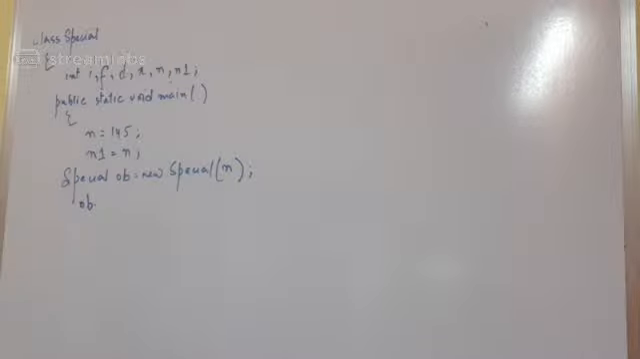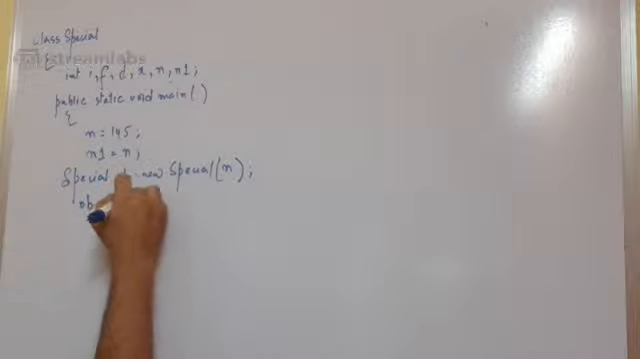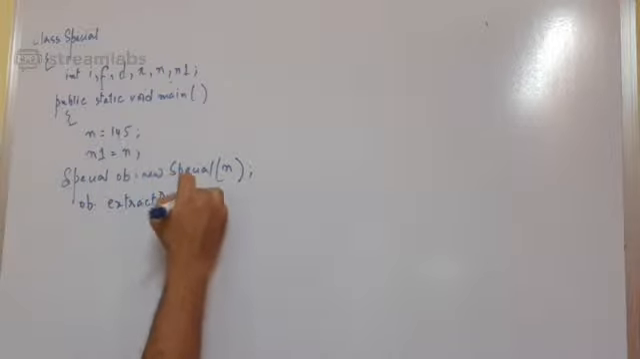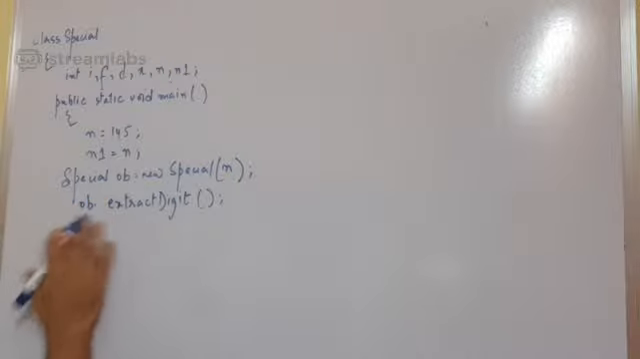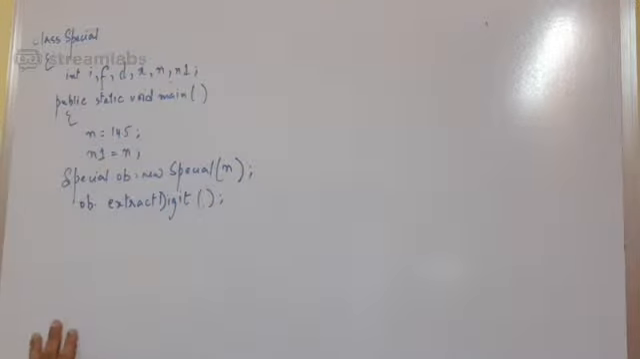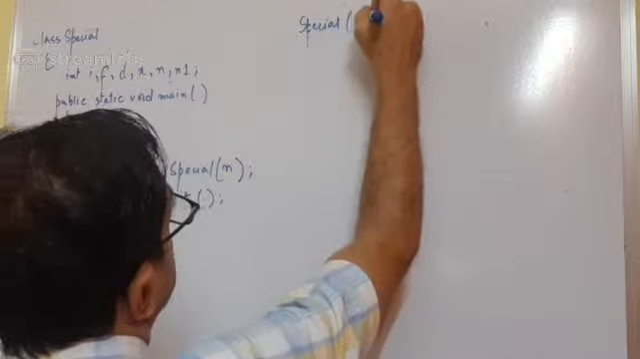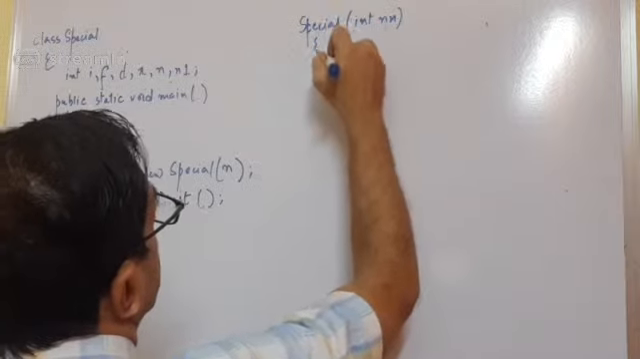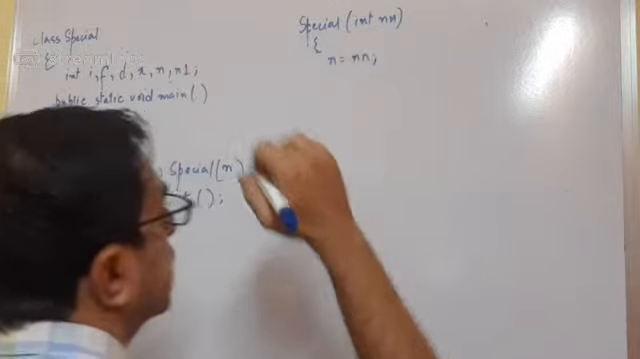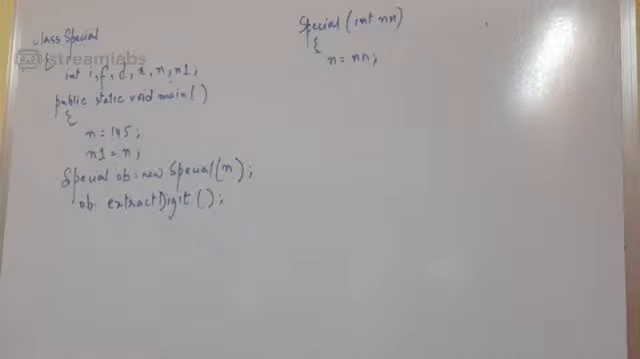Now ob dot, first you need to extract the digits. Over here, what I'll be using is a constructor. The constructor will have the same name as the class name, which in our case is Special. So here also we'll use the word Special, followed by a variable nn. Now n equal to nn. We are storing whatever is received by the constructor, so it gets stored in n also.